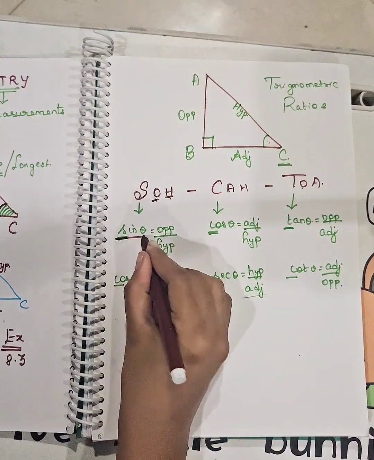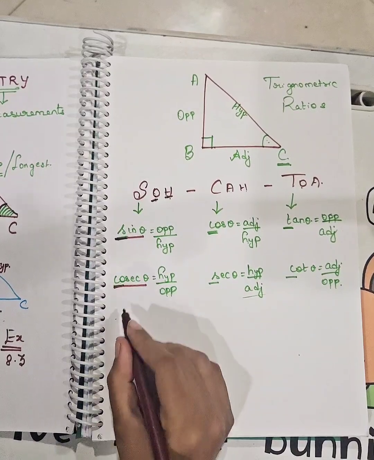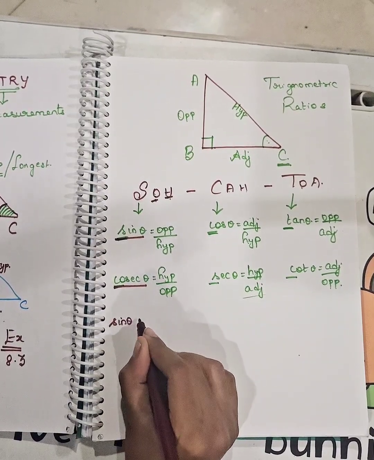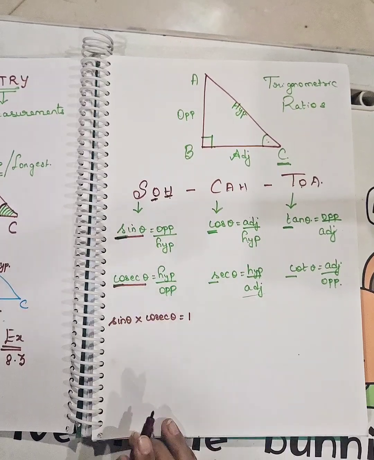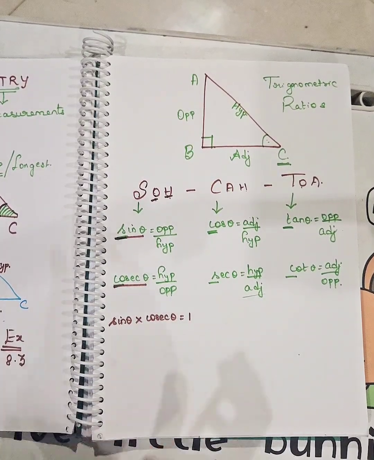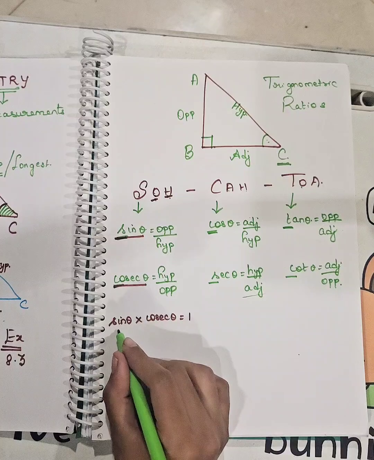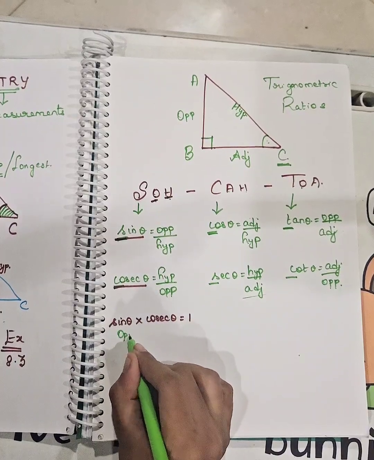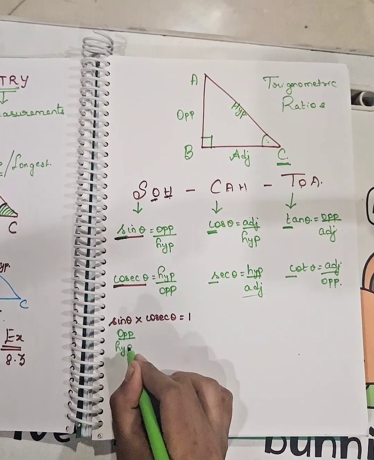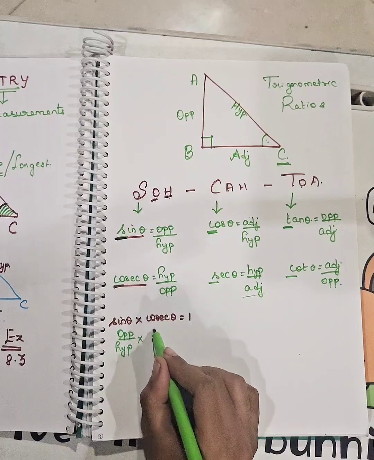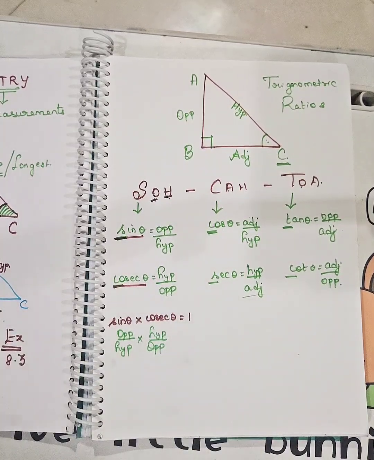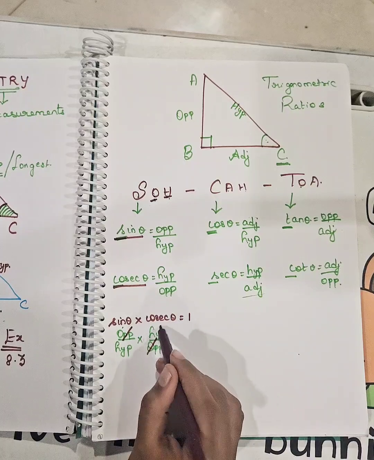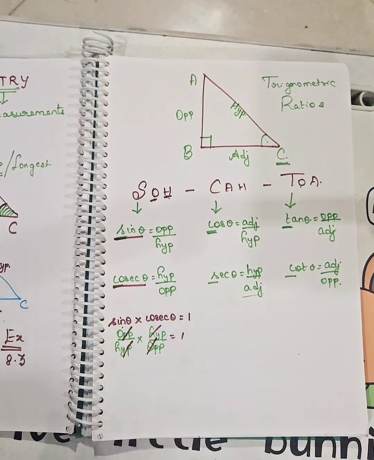That is this into this. Sine theta into cosecant theta will be 1. So how is it 1? What is the formula for sine theta? Opposite by hypotenuse, right? How about cosecant theta? Hypotenuse by opposite. So what will be the answer? Cancelled. This one is also cancelled. So the answer is 1. So that is how we got this formula.